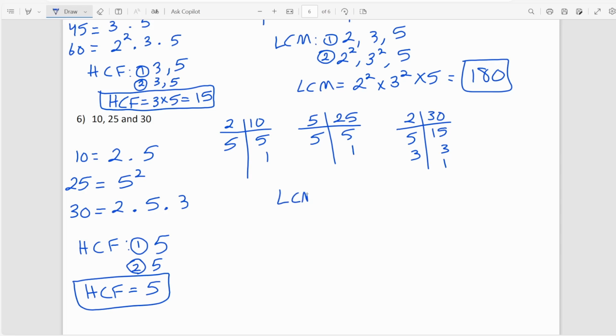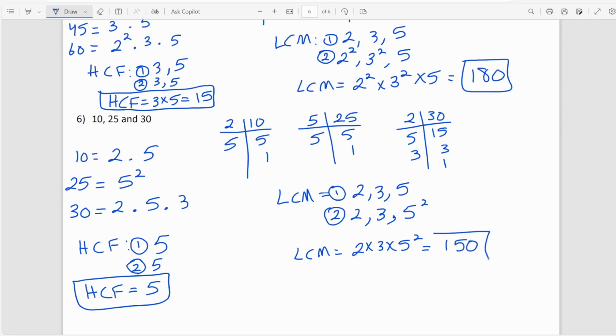Now, as for the LCM, first step is to select all my numbers, so 2, 3, and 5. And the second step is select the highest power. So the highest power of 2 is just 2. Highest power for 3 was also just 3. However, the highest power for 5 was 2. Right, so the LCM is equal to 2 times 3 times 5 to the power of 2. And this is 25 times 6, which is 150.